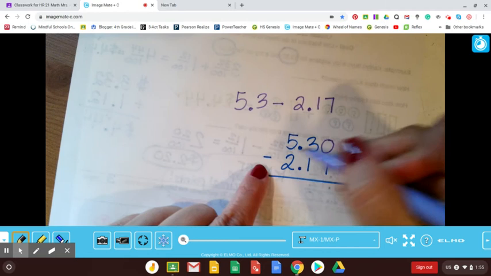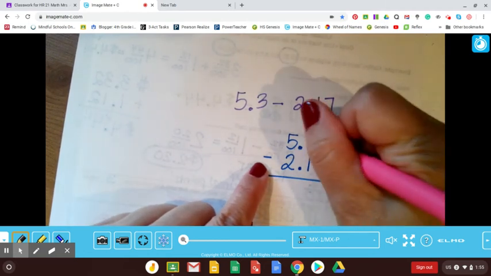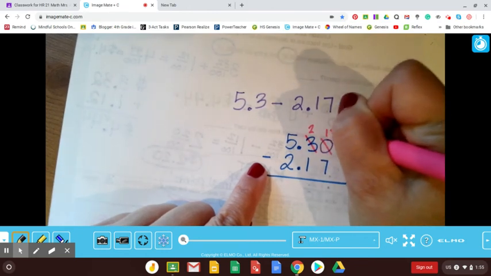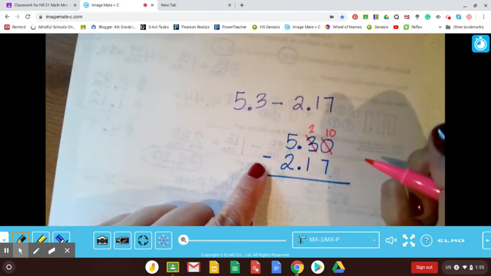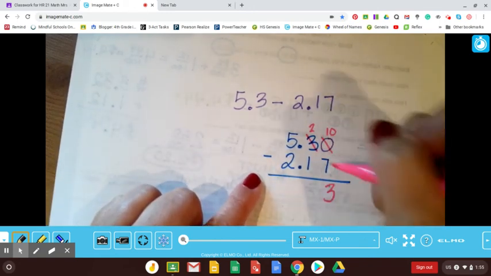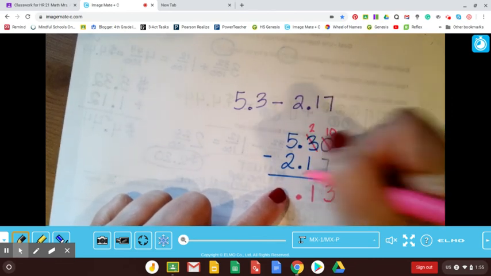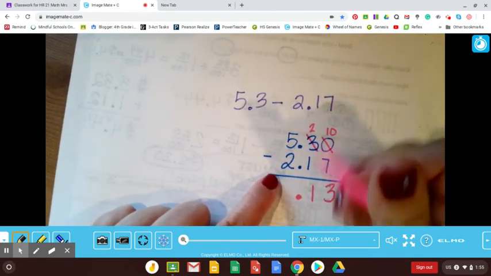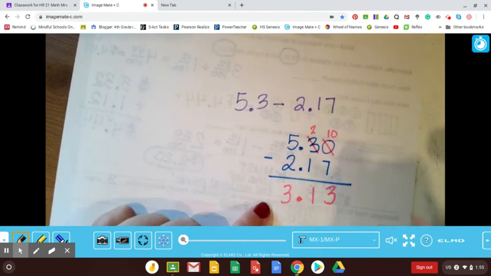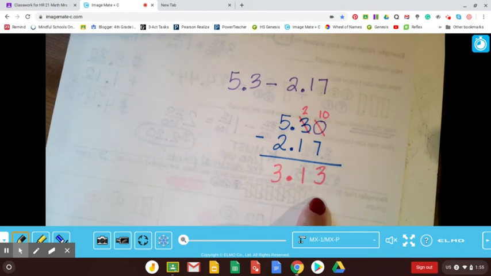So now 0 minus 7, can I do it? No, I need to go to my friendly neighbor. I am going to take it away from him. This becomes a 10. I have 10 minus 7. 7, 8, 9, 10 would be a 3. 2 minus 1 would be a 1. I bring down that decimal point, so important. And then 5 minus 2 would be 3. And then your new answer would be 3 13 hundredths.